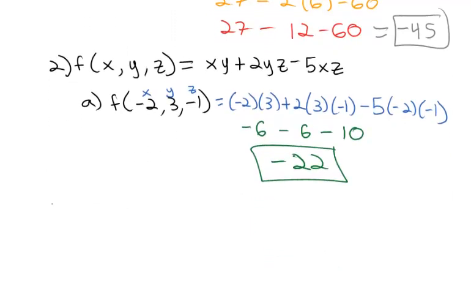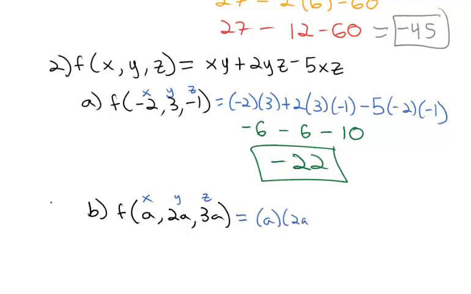We can extend this to some of the ideas that we saw in our previous section with functions, that we can also plug variables in. We can do f of a, comma 2a, comma 3a. And again, we've got the first is x, the second is y, and the third is z. So when we start plugging it in, x times y is now a times 2a. Plus 2y times z is 2a times 3a. Minus 5x times z is a times 3a.